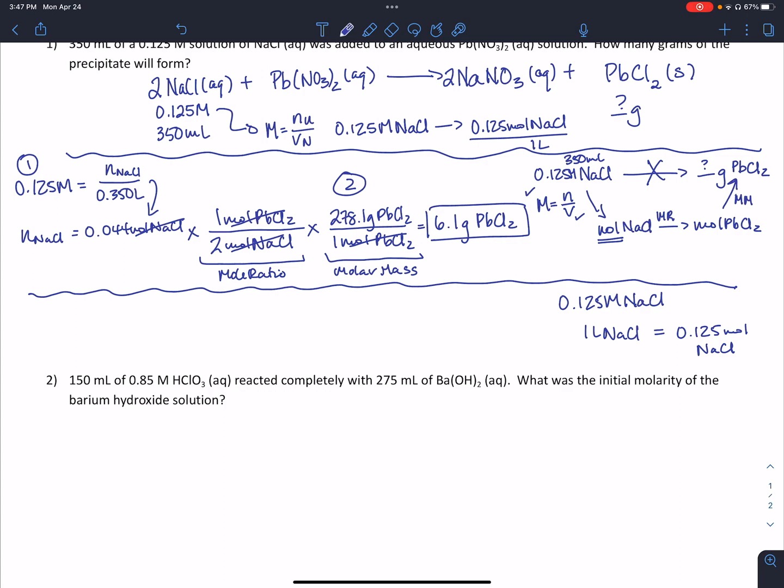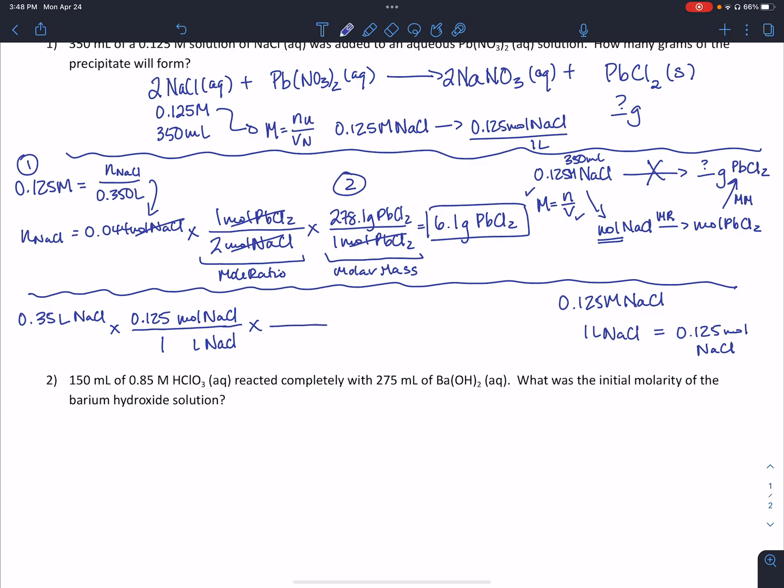So for these problems, you're always going to start with your volume. So 0.35 liters of that NaCl solution. And now I'm going to use my molarity as a conversion factor. So I have liters to cancel, so that's going to go on the bottom. I'm trying to find moles, so I'm going to put that up top. I'm going to look at that equality, and it says for every 1 liter of NaCl, I'm going to have 0.125 moles of NaCl. So that's how we use molarity as a conversion factor.